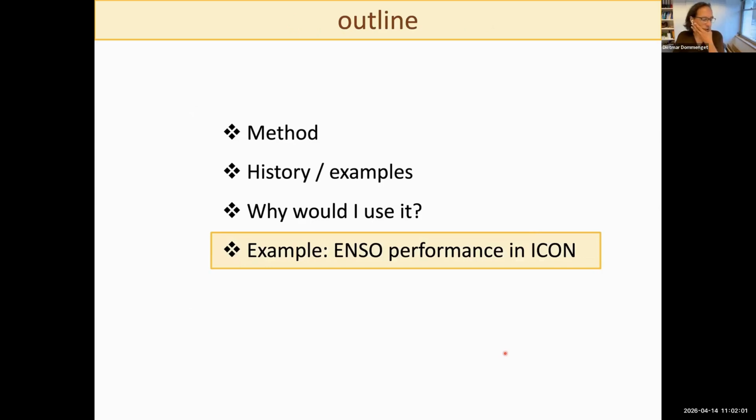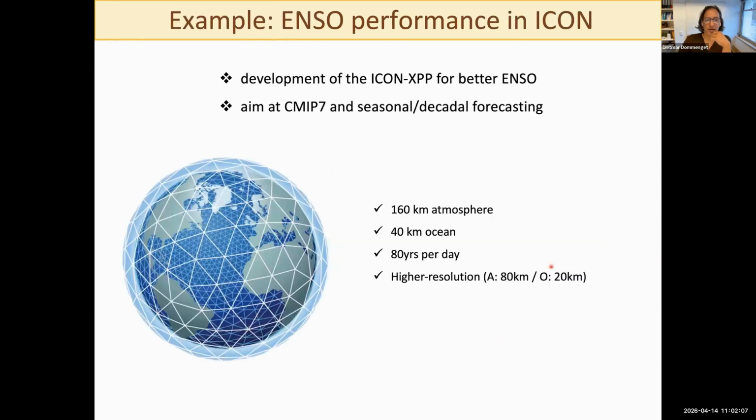Okay, I'll give you an example of what I've been working on in the last few months. That is trying to improve the ENSO performance of the ICON model from the MPI. I think I talked about this before, last year. So I'm involved in the ICON XPP development. They developed this for seasonal forecasting and for CMIP7. And they asked me to look at ENSO and think of ways of improving it.